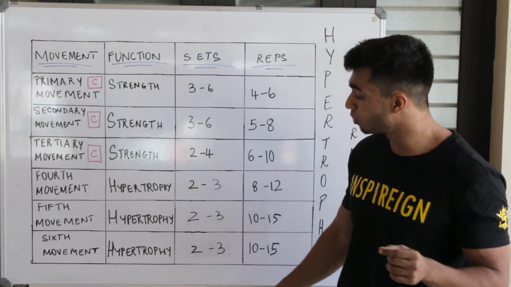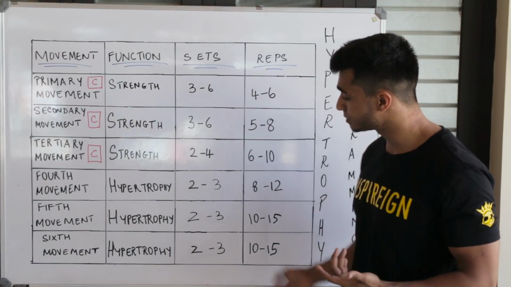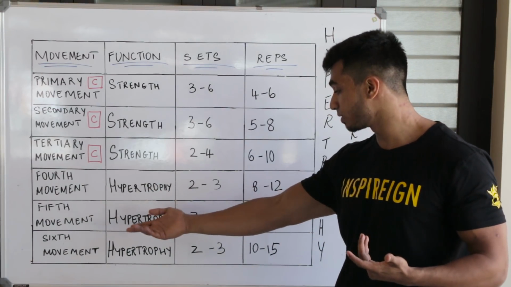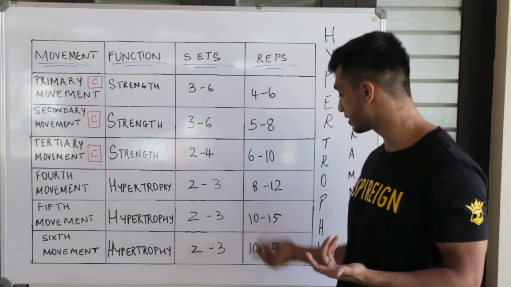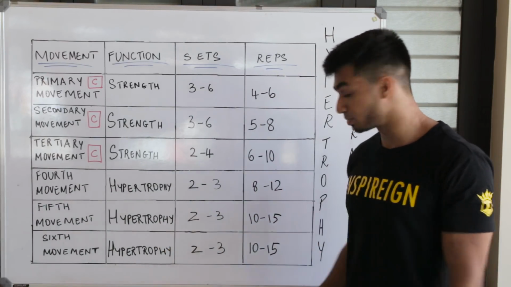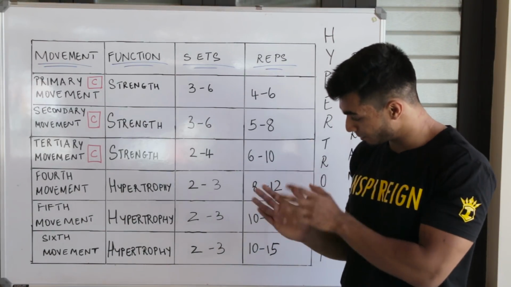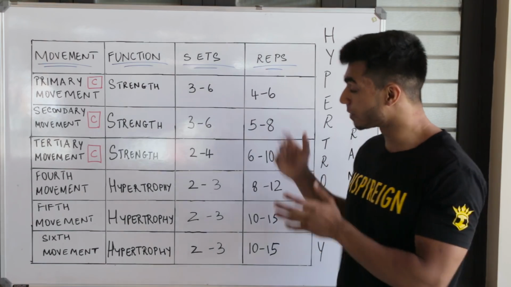Then you have your fourth movement, which would be maybe lateral raises, 2 to 3 sets, 8 to 12 reps. Hypertrophy or next movement would be bicep curls, probably 2 to 3, 10 to 15. And then again, you could do tricep push downs, 2 to 3, 10 to 15. So this is a great idea and a great perception of how it should be, or rather my opinion.